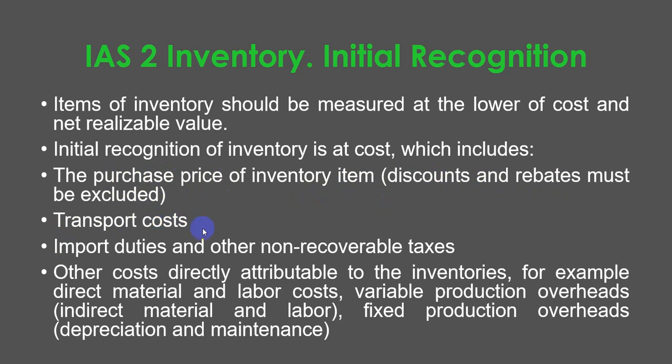Transfer costs must be included. Import duties and other non-recoverable taxes could be included too. Other costs directly attributable to the inventories, for example, direct material and labor costs, variable production overheads, for example, indirect material and labor costs, and fixed production overheads, for example, depreciation and maintenance expenses, could be included too.